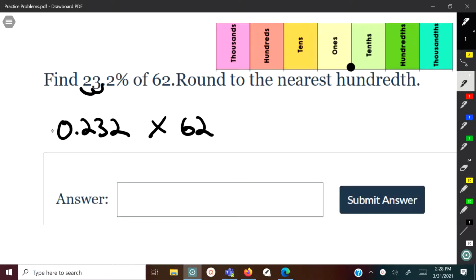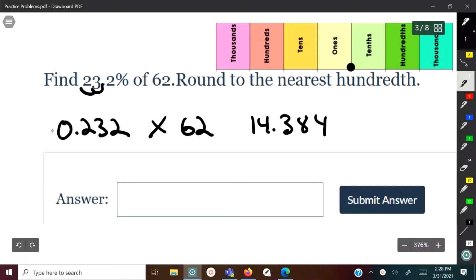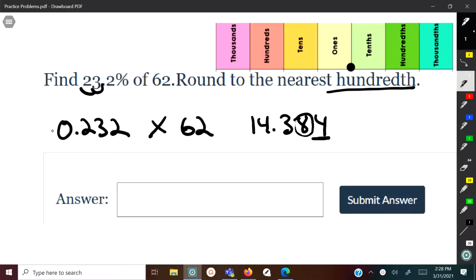When we multiply it times 62, you'll have 14.384. But since it says round to the nearest hundredth, what you want to do is find that number here, and we did this in a previous video. This is the number they want us to change right here, and I'm going to underline this one. You look to see if it's 4 or less, let it rest. If it's 5 or more, raise the score. This is 4 or less, so we're going to let it rest. So you'll leave that as 14.38.